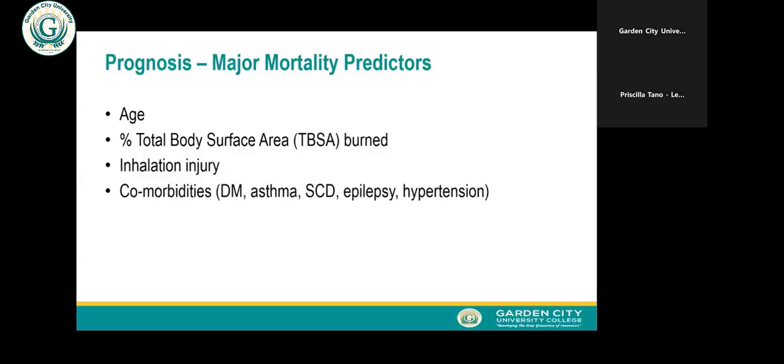And then with sickle cell and all that, we know that there's a bit of reduced oxygen delivery to the tissues. And burns itself also causes delayed oxygen delivery to the tissues. There's impaired tissue perfusion.